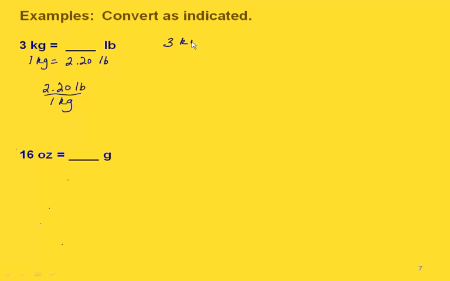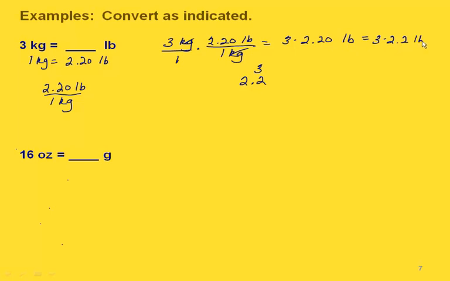Now we're multiplying 3 kilograms over 1 times 2 20 hundredths of a pound over 1 kilogram. Our kilograms cancel and we only have 1s on the bottom. So now we just have 3 times 2 20 hundredths of a pound. And notice, since we have that 0 there, we could actually write this as 3 times 2 2/10 of a pound. That just makes our multiplying a little bit shorter. So now we have a 6 6. We have 1 decimal place here and none here, so we have 1 decimal place in our answer. That gives us 6 6/10 of a pound.